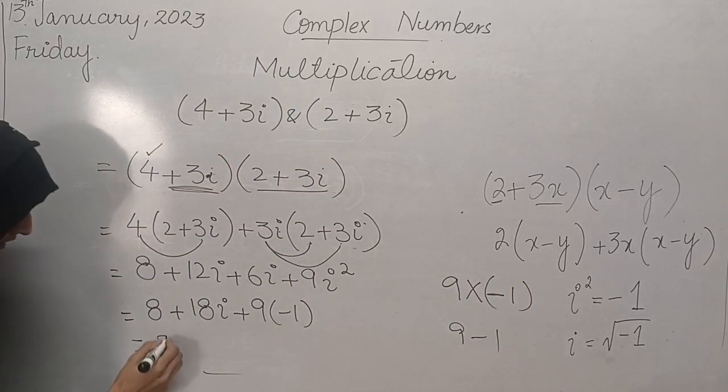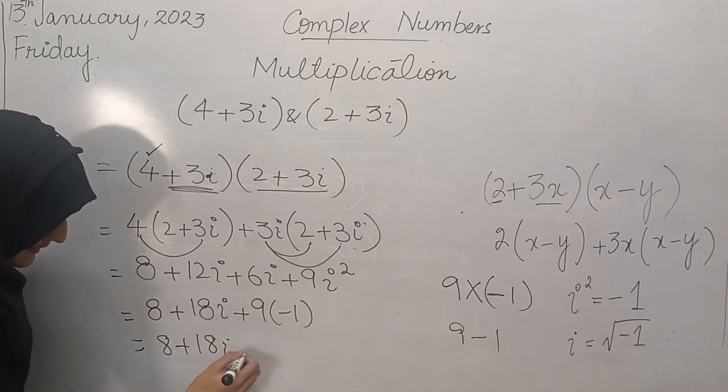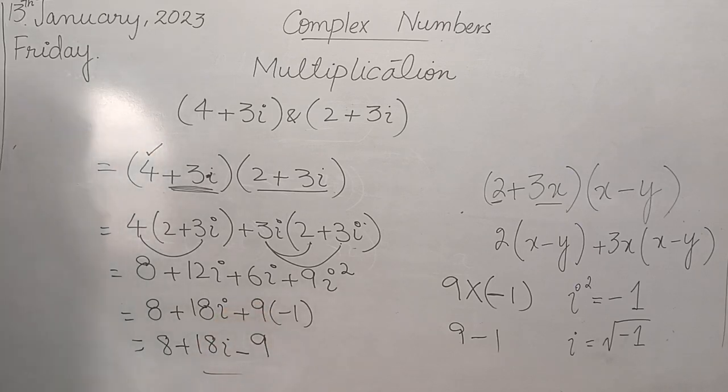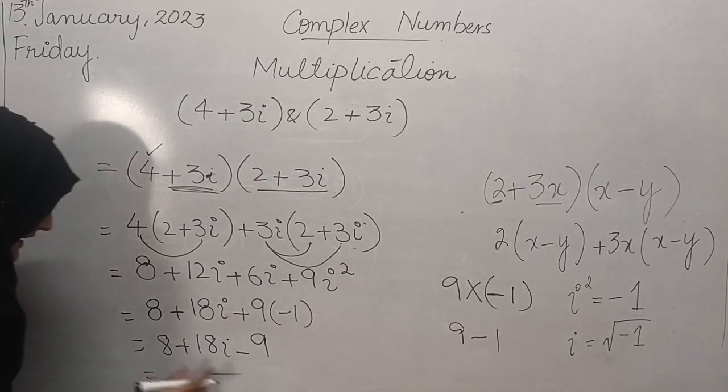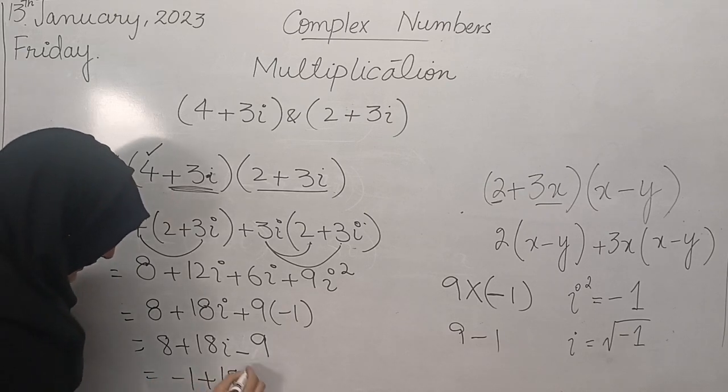So we have 8 plus 18 iota and 9 minus 9... plus minus is minus, 8 minus 9. Now we have two real numbers and one imaginary number, so we will solve them. 8 minus 9 is minus 1 plus 18 iota.